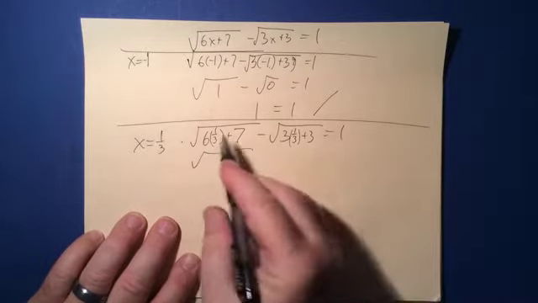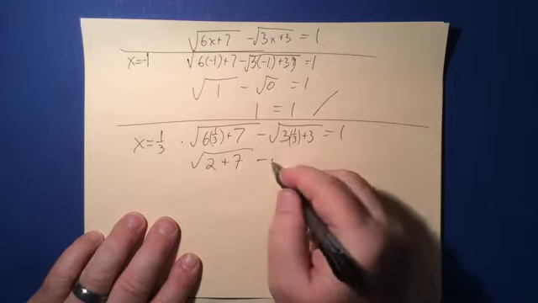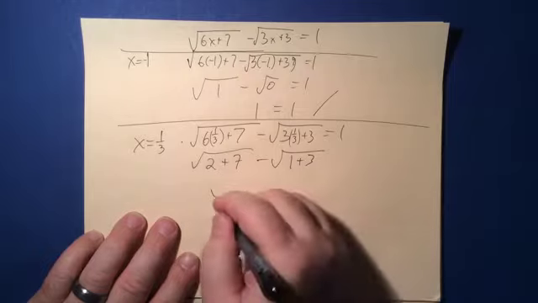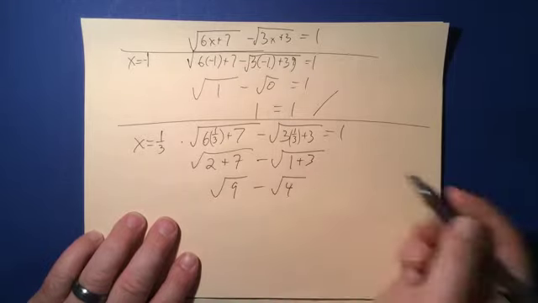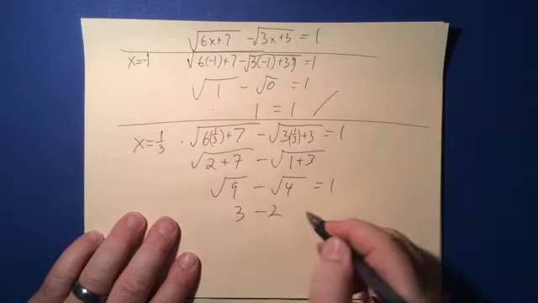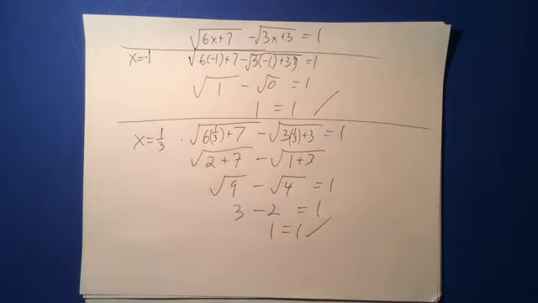Well, 1/3 of 6 is going to be equal to 2. 2 plus 7. 1/3 of 3 is equal to 1 plus 3. Radical 2 plus 7 is radical 9. Radical 1 plus 3 is equal to radical 4. Radical 9 is equal to 3. Radical 4 is equal to 2. And that check also works out.